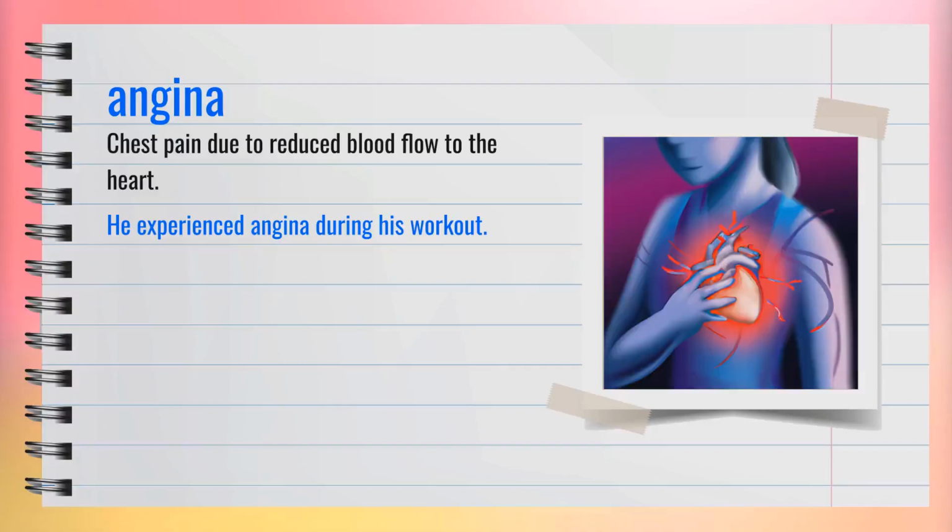The word angina, it's spelled A-N-G-I-N-A, and it's a noun. Let's pronounce it together. Angina. Angina is chest pain due to reduced blood flow to the heart. Synonyms for angina include heart pain and pectoris. For example, he experienced angina during his workout. In summary, angina is a type of chest pain.